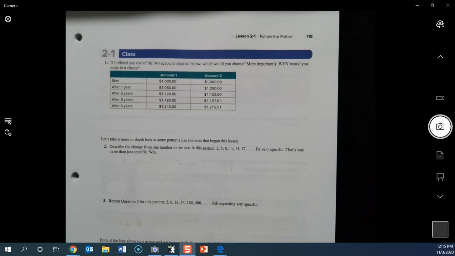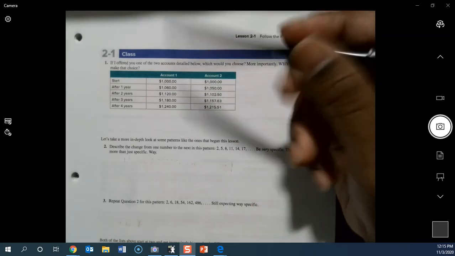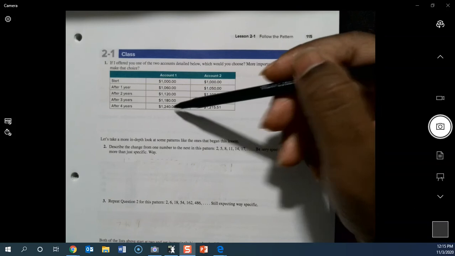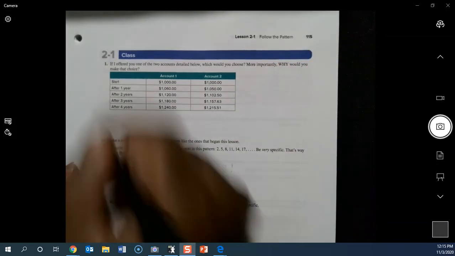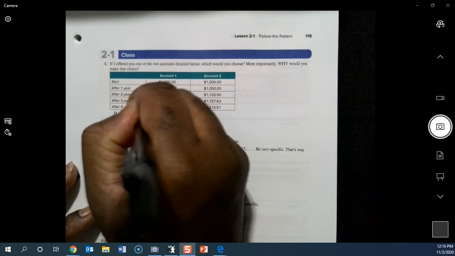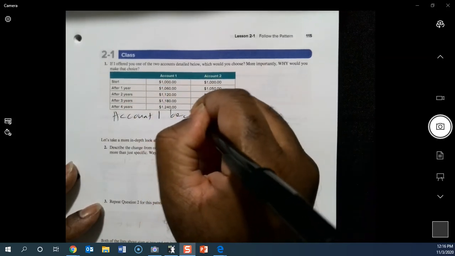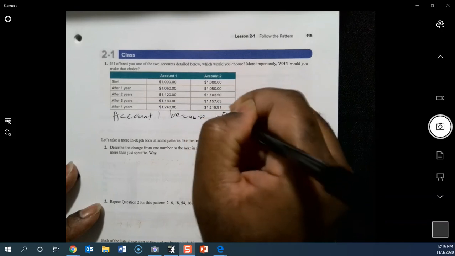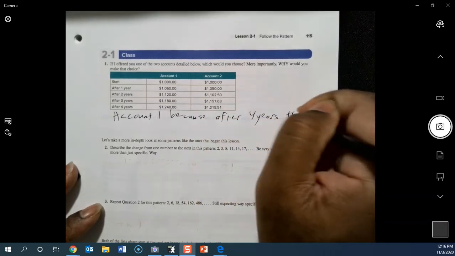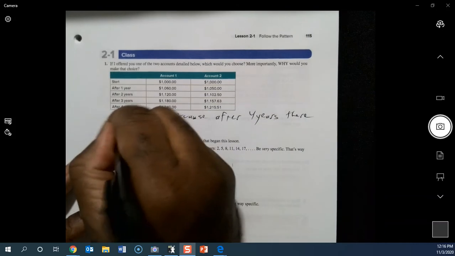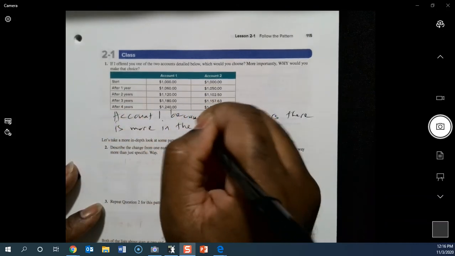Now, if you look here, and I would just say me, I would look at the end of the time here, which one has the most. So myself, I would pick account 1 because after 4 years, there is more in the account.